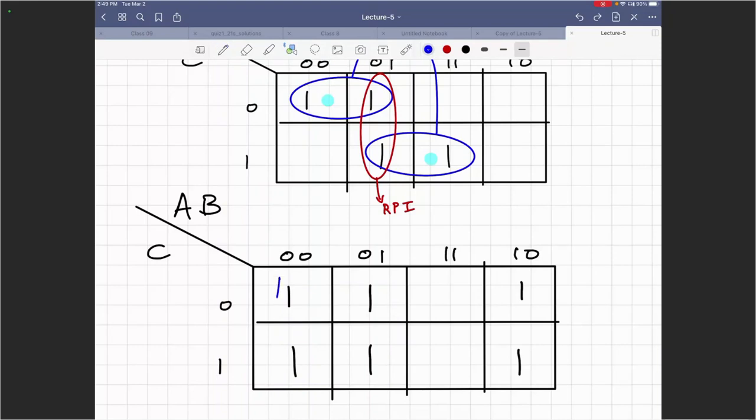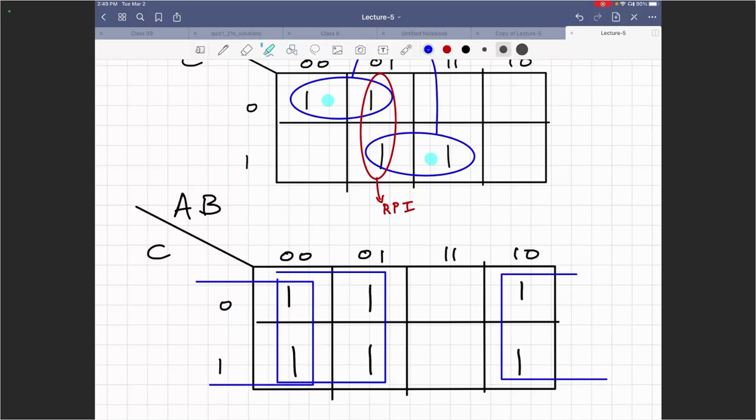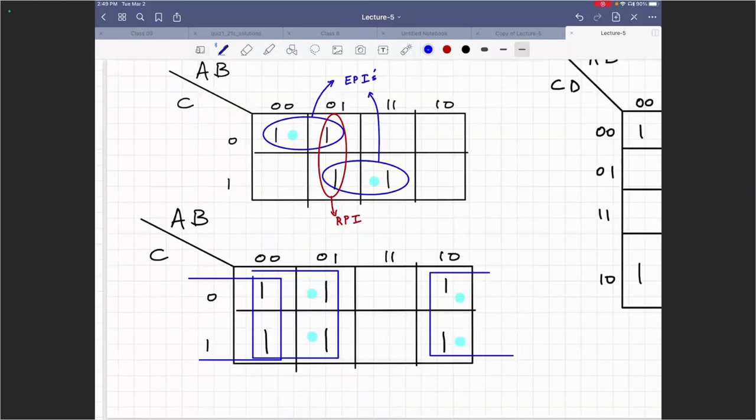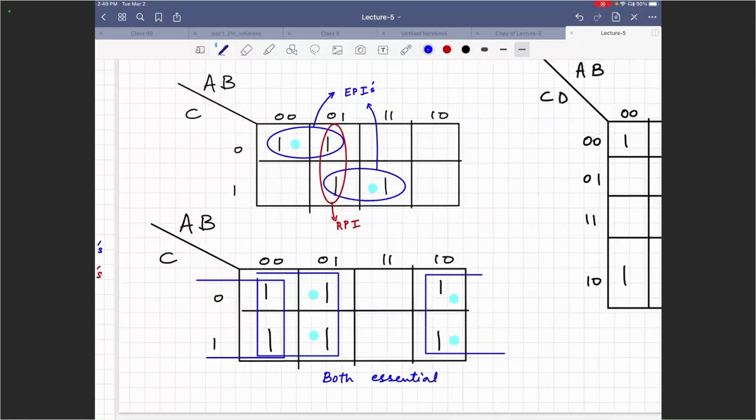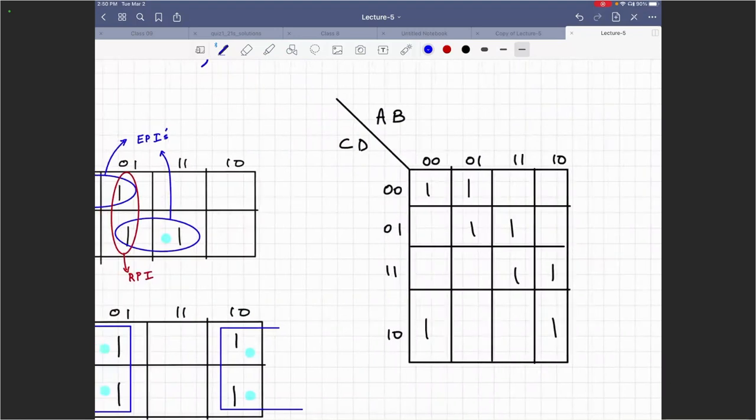Two of them, right? So this was one group, and then this was one group. And clearly, these two ones are part of only that group, and these two ones are part of only that group. So both would be essential in this case. Both essential. All right.